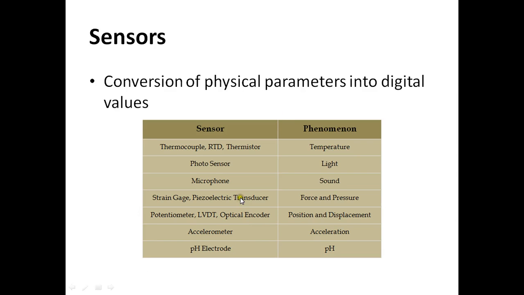These are some of the sensors which can be connected to the DAC system. Thermocouple and thermistor are used for sensing temperature, a photo sensor for sensing light, a microphone for sound parameters, a strain gauge for force and pressure, a potentiometer for getting the position and displacement of an object, an accelerometer for acceleration, and a pH electrode for pH. There are a lot of sensors which can be interfaced with the DAC unit; I am mentioning only some of them.